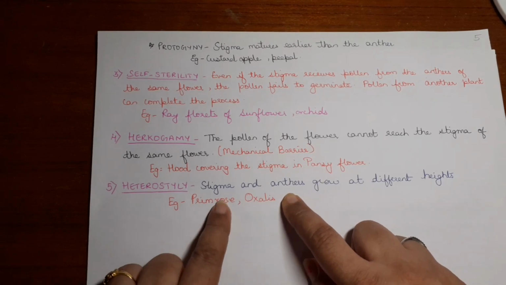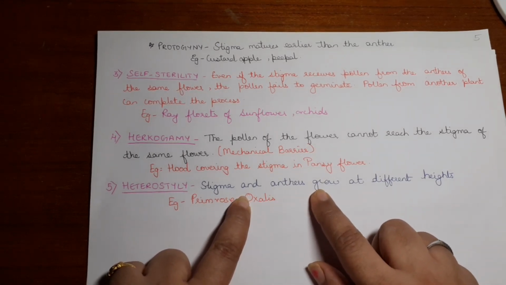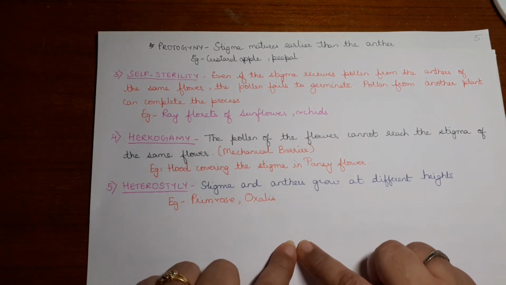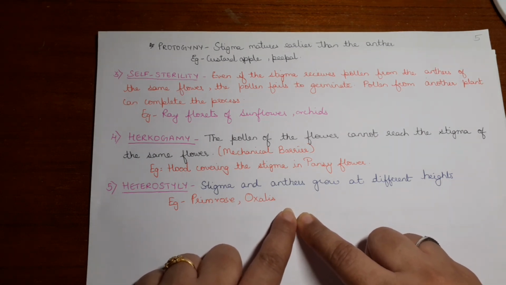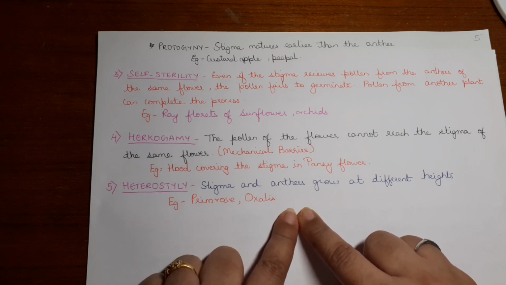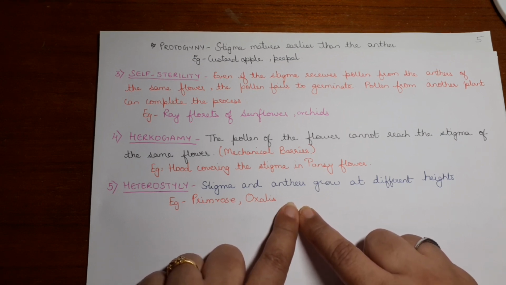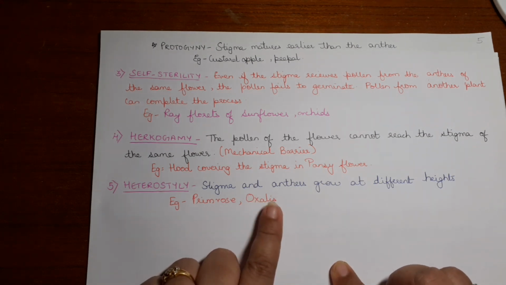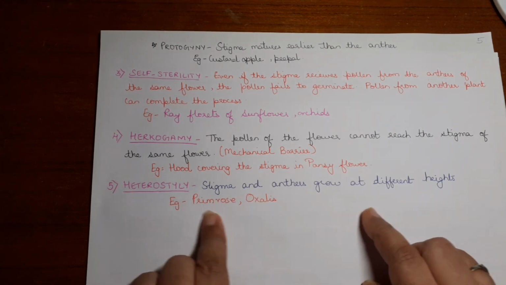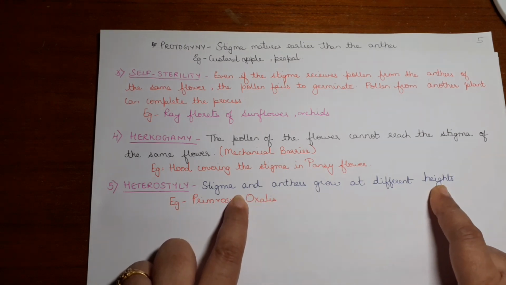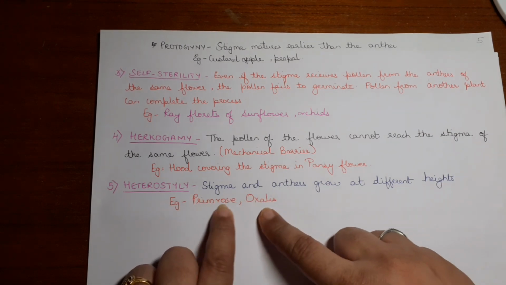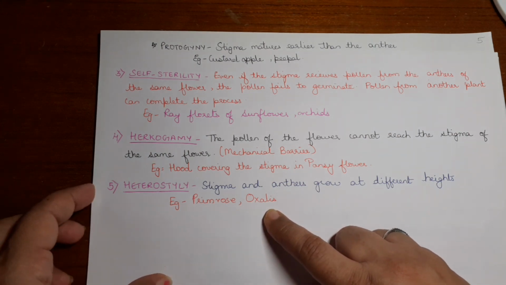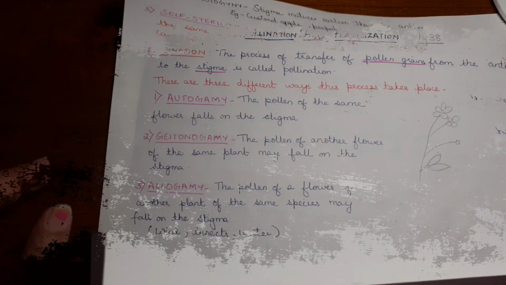Now heterostyly, when the stigma and the anthers grow at different heights. For pollination to take place, the stigma and the anther should be more or less at the same height. But in this case, the stigma and the anther grow at different heights, one higher, one lower. So in this case also, self-pollination will not take place. Examples are primrose and oxalis. So these are the conditions.